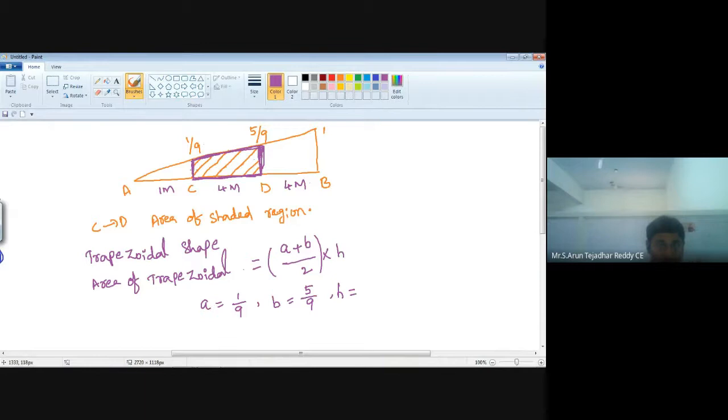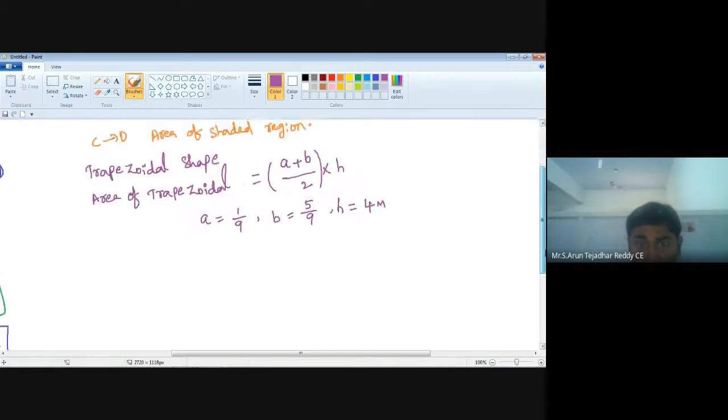See, we are considering this area only, this shaded region area. That is, we have 4 meter. So here H is equal to 4 meter. So finally, what is the RB formula?